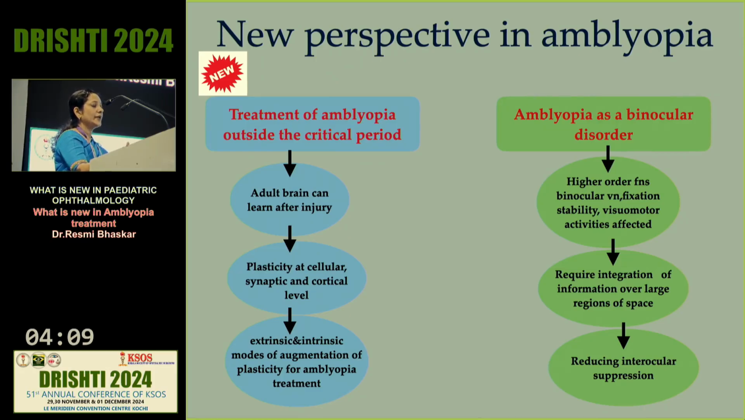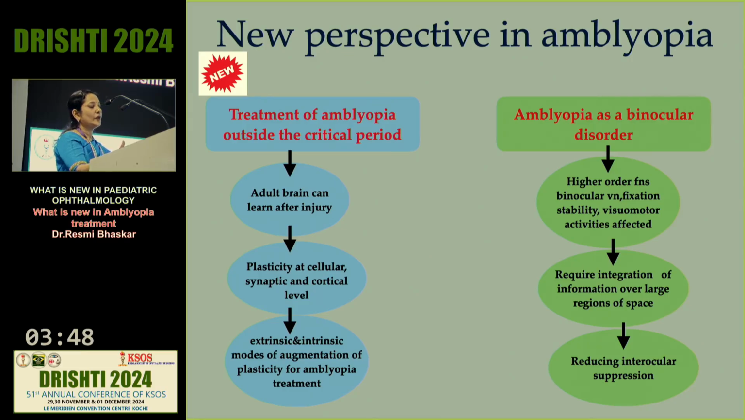We know the adult brain can learn after injury. So the plasticity at the cellular, synaptic, and cortical level is what prevents amblyopia from improving in adulthood. Certain intrinsic and extrinsic factors change the plasticity, so amblyopia treatment can be given to adults also. The second important thing is that amblyopia is a binocular disorder.